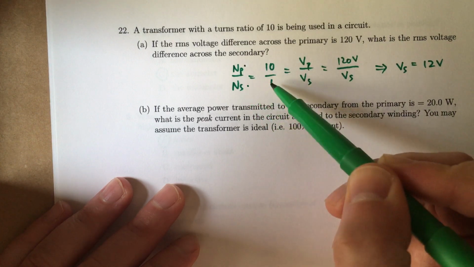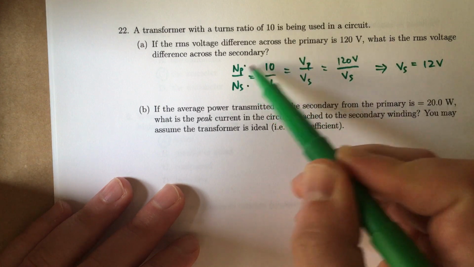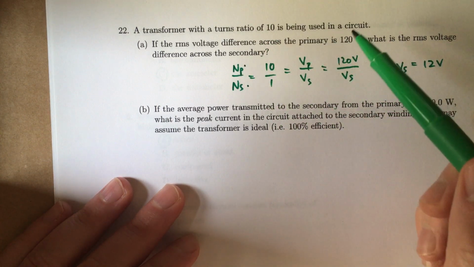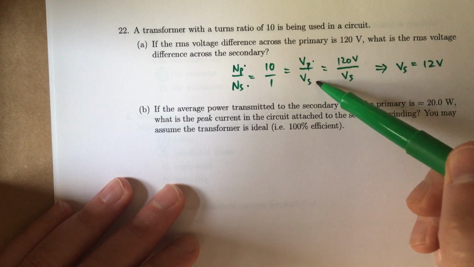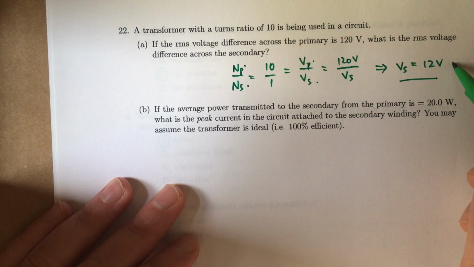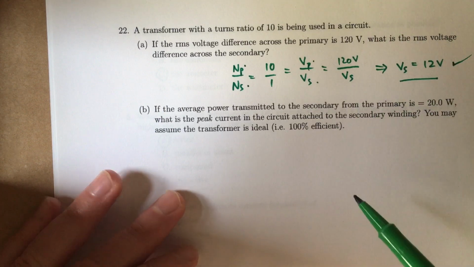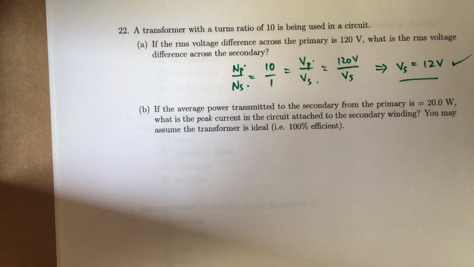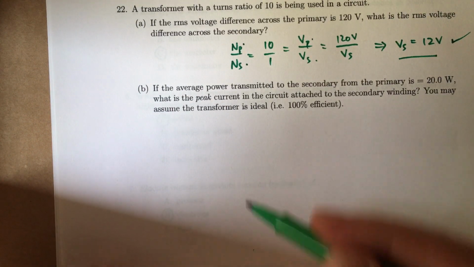That should check out, because if we're going down in number of windings, from 10 to 1, I mean, it might be like 100 to 10 or something, but the ratio is 10 to 1, well, then we're expecting a step down voltage, and so we're going from 120 to 12, and that checks out. Okay.